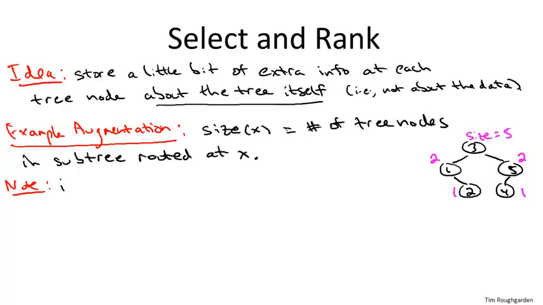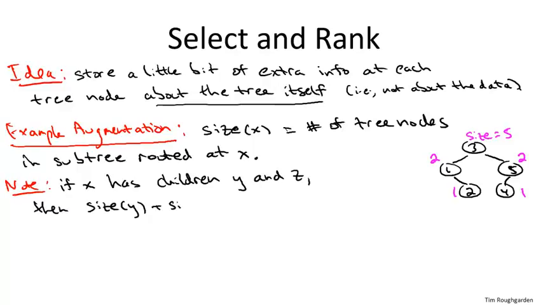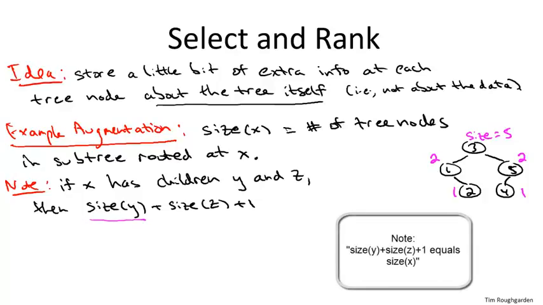There's an easy way to compute the size of a given node once you know the size of its 2 subtrees. If a given node x in a search tree has children y and z, then how many nodes are there in the subtree rooted at x? Well, there are those that are rooted at y, those in the left subtree. There are those that are reachable from z. And then there's x itself.